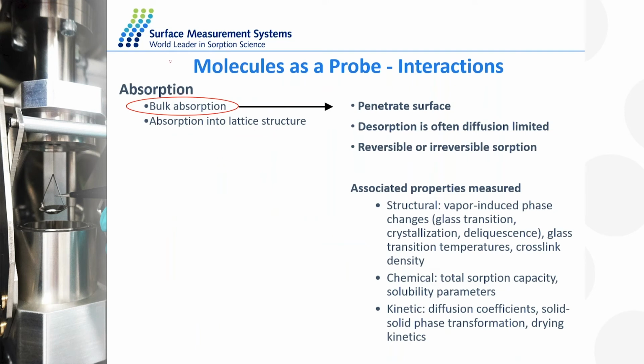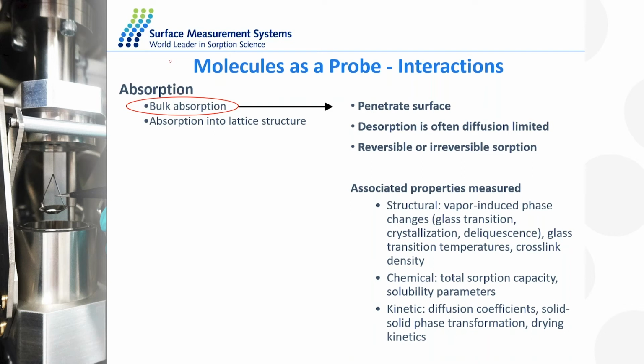Bulk sorption, in which case the molecule not only pile up on the surface, but also penetrate through the bulk of the material. Now, whenever there is a phenomena of diffusion, the desorption process is limited because the molecule don't only desorb from the surface, they have to migrate from the bulk to the surface and then they can desorb. So the process is slower. It's usually reversible or irreversible. That depends on the type of interaction, but it gives us more information in regards to what happened to the bulk of the material.